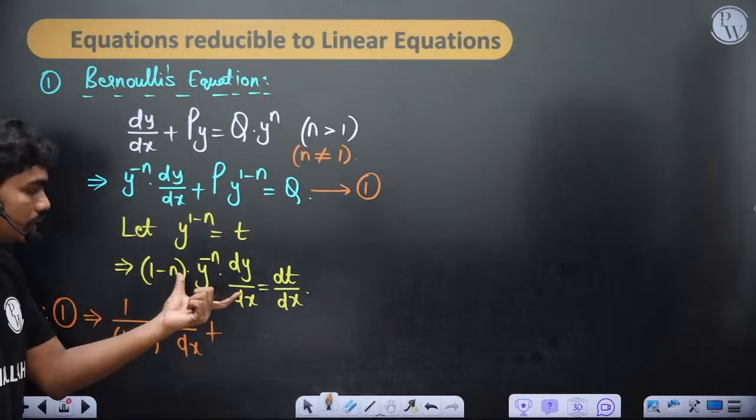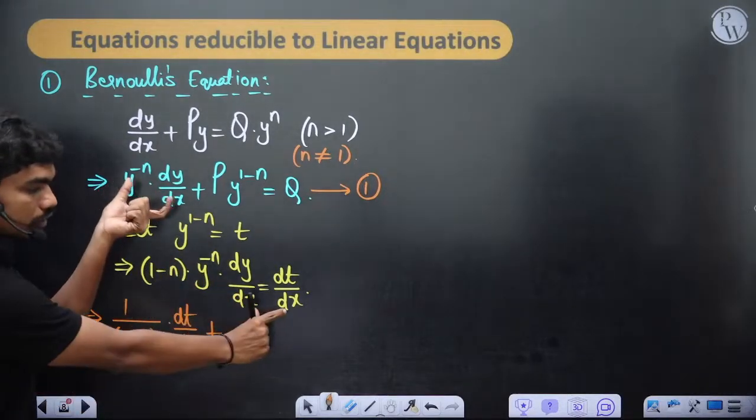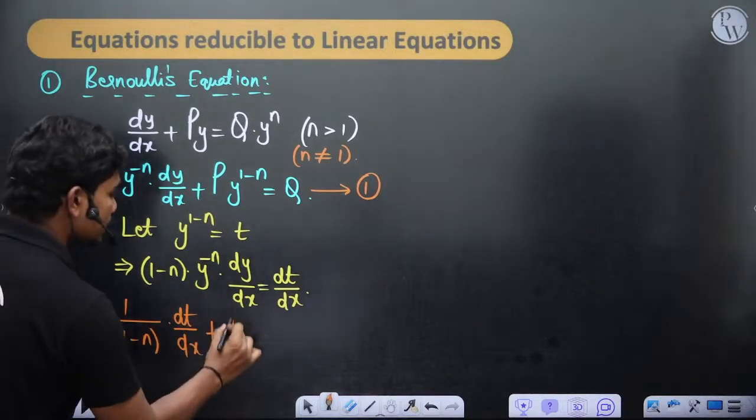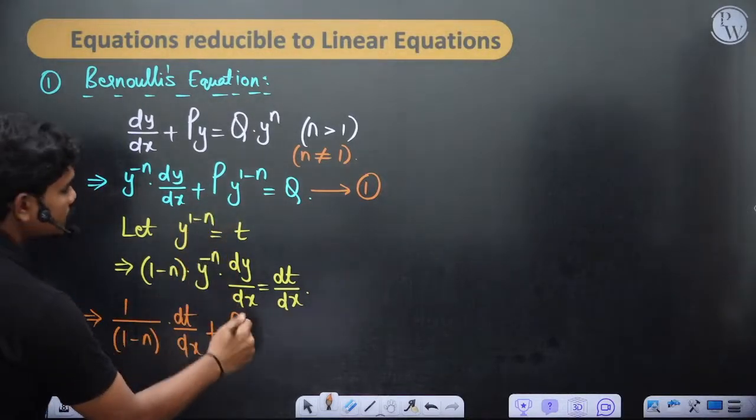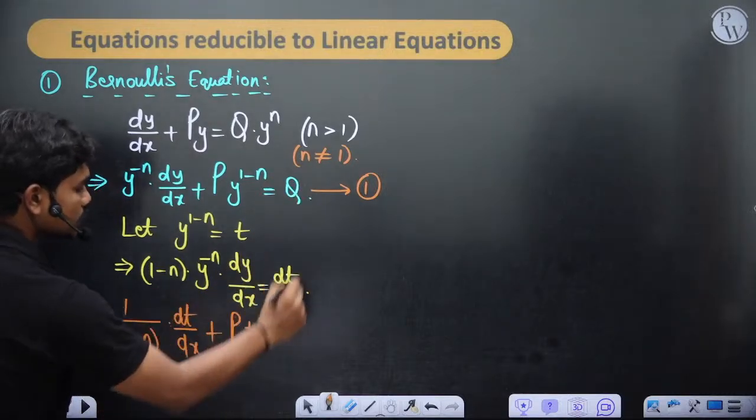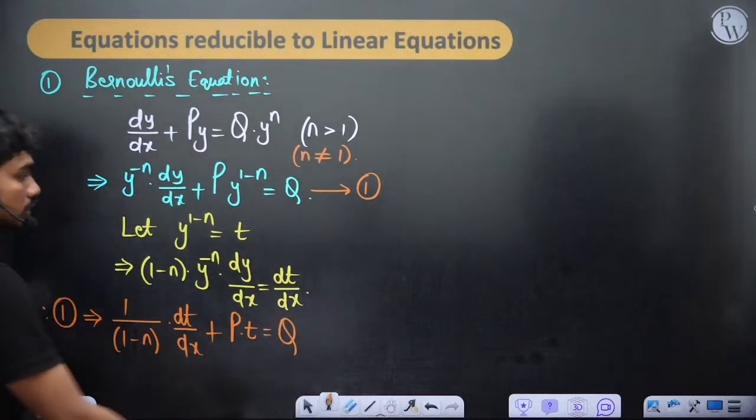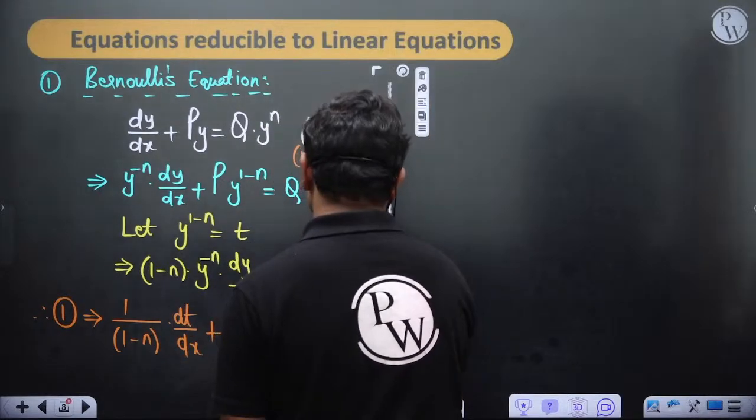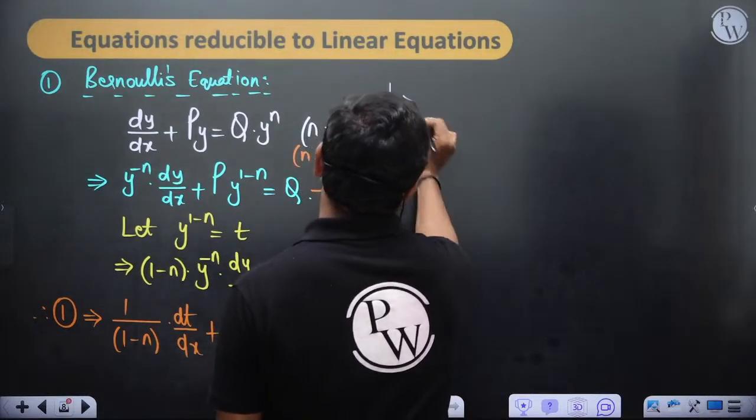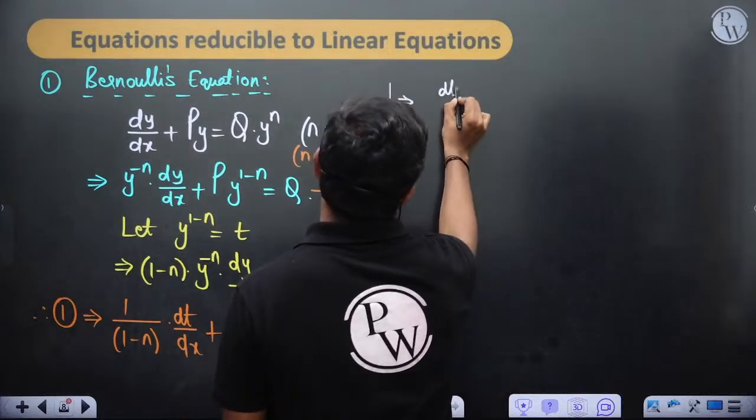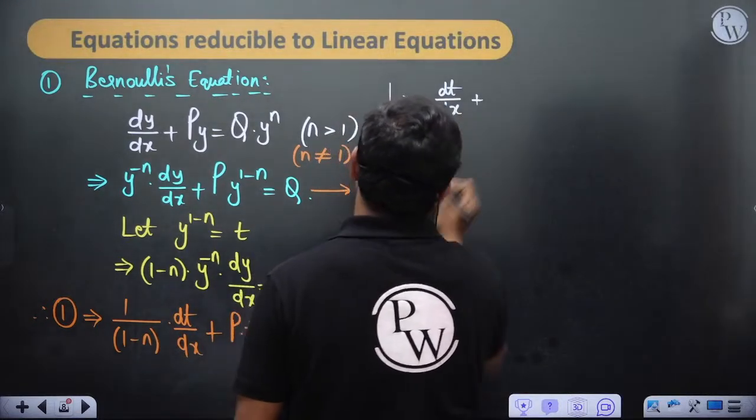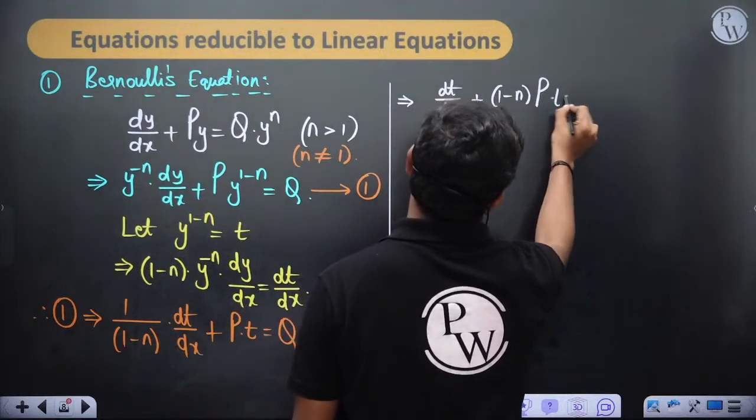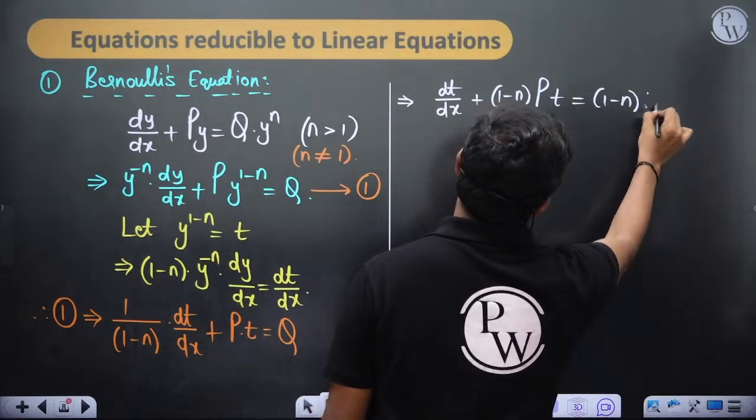Ultimately this term is here, so if you send this 1 minus n to the denominator on the right hand side, it is 1 by 1 minus n into dt by dx plus p times t, since y power 1 minus n is taken as t, and on the right hand side there is no y, so this is q of course. Now if you observe this equation carefully, it tells you dt by dx plus, this 1 minus n gets multiplied to p times t, is equal to 1 minus n times q.